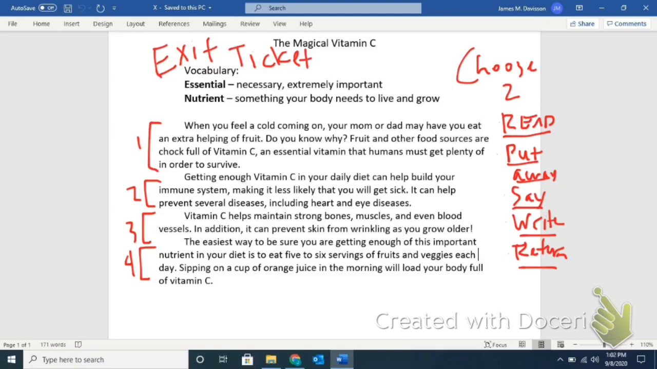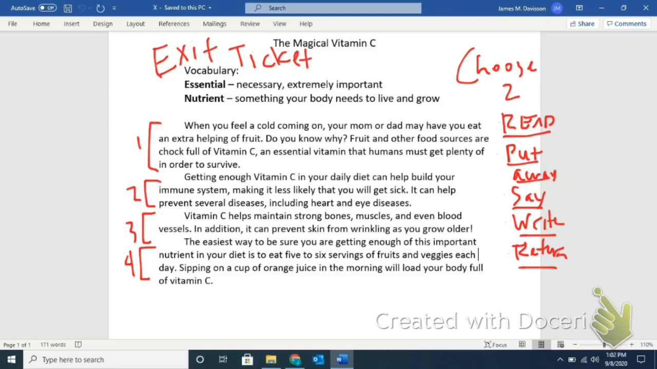The magical vitamin C. Vocabulary: essential, necessary or extremely important. Nutrient: something your body needs to live and grow. Paragraph 1. When you feel a cold coming on, your mom or dad may have you eat an extra helping of fruit. Do you know why? Fruit and other food sources are chock full of vitamin C, an essential vitamin that humans must get plenty of in order to survive. Getting enough vitamin C in your daily diet can help build your immune system, making it less likely that you will get sick.